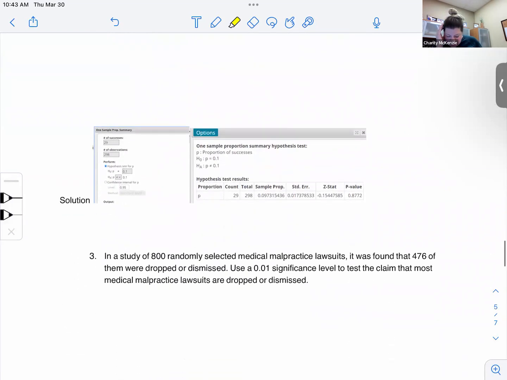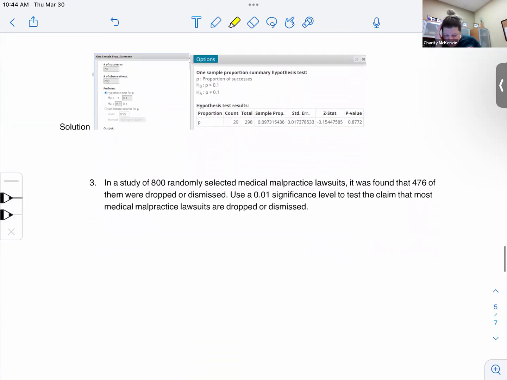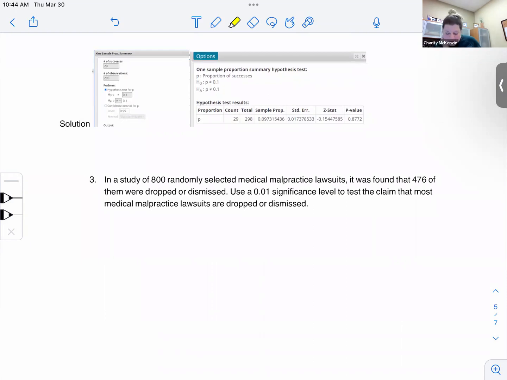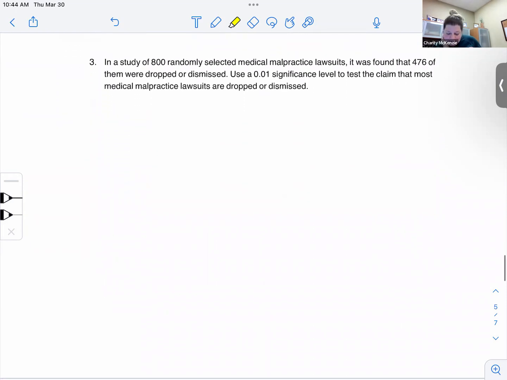All right. This was me showing a little solution there so you know what it should look like. In a study of 800 randomly selected medical malpractice lawsuits, it was found that 476 of them were dropped or dismissed. Use a 0.01 significance level, so a little bit higher, that's 99%, to test a claim that most medical malpractice lawsuits are dropped or dismissed. I think they actually are.